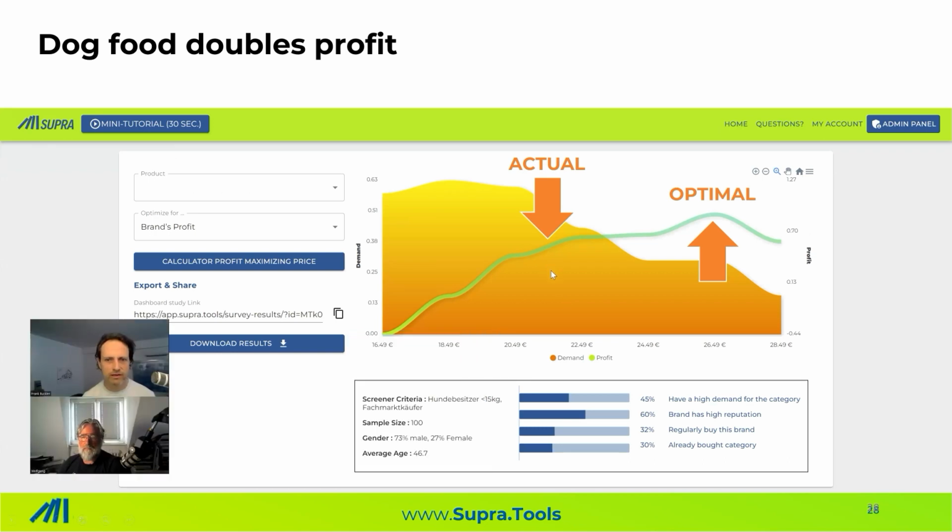So basically, this is how the result looked. The actual price at 21 euro was a cost-plus based pricing. And we found that increasing the price by 5 euro will slightly reduce demand, but actually double the profit.